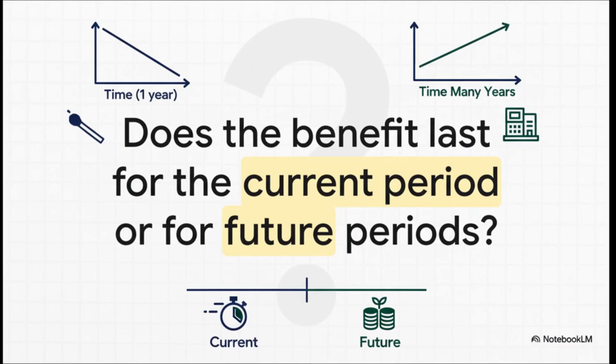So how do we tell them apart? Well, it all boils down to one simple question you need to ask yourself. When you spend this money, is the benefit all used up within this year, or is it going to keep providing value for many years to come? Answering that one question is pretty much the key to this whole concept.